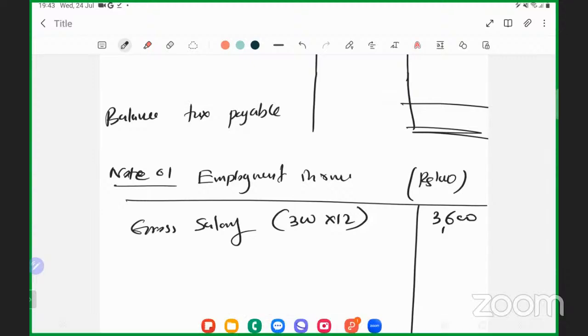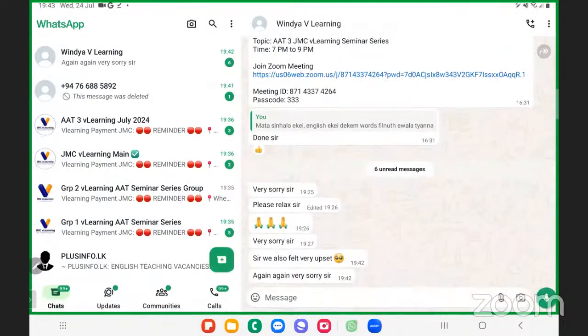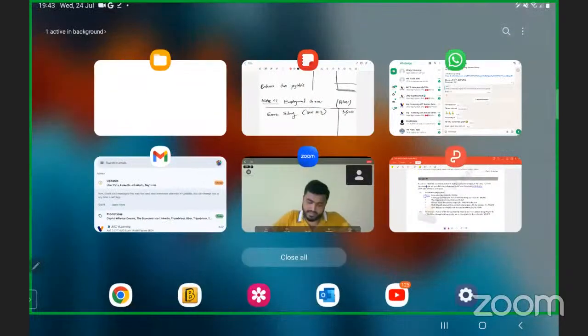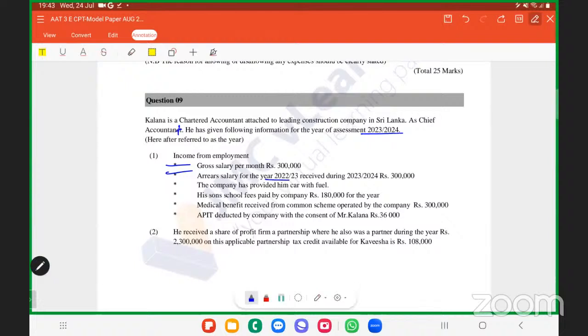Next we can see the arrears salary for the year 2022/23, right? Arrears salary means that salary is arrears from 2022/23, that is the previous year of assessment. But you received that arrears salary during this period.